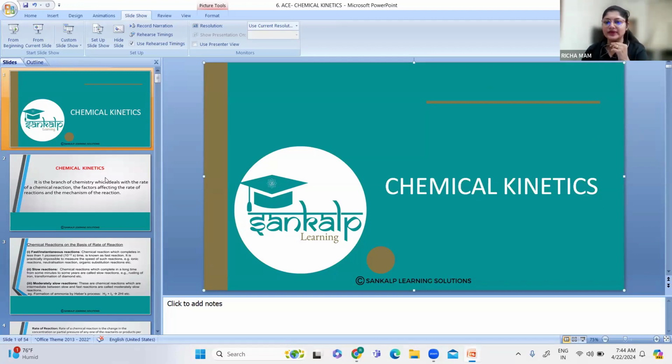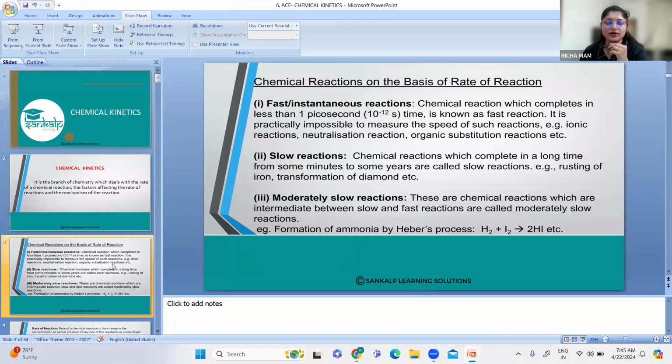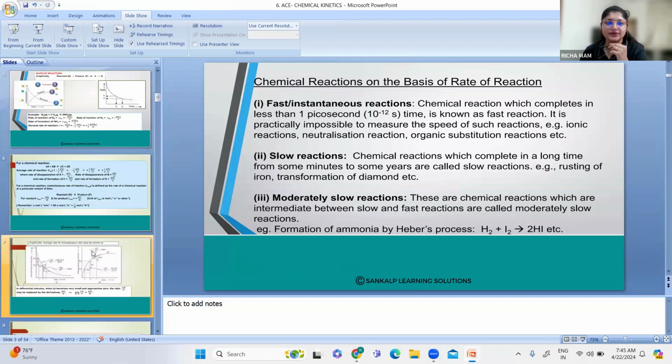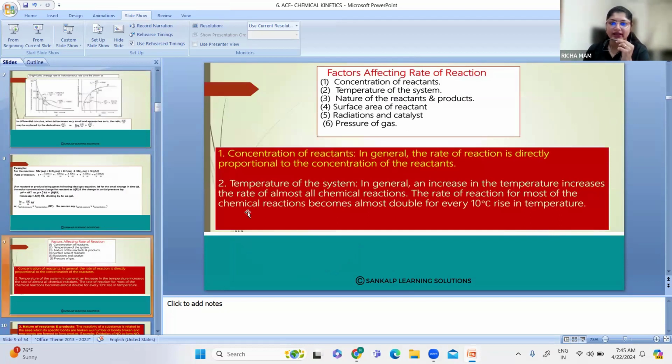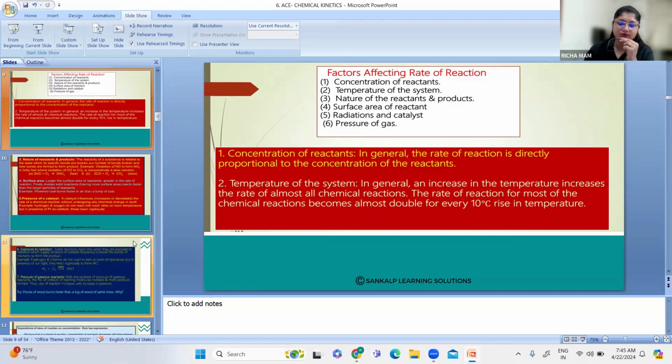Okay, so in the previous class, we were discussing the factors which affect the rate of reaction. Which are the main four factors affecting the rate of reaction? The rate of reaction depends upon the concentration of the reactants, temperature, the catalyst, and the nature of the reactants. How these factors affect the rate of reaction, we have seen in the previous class.